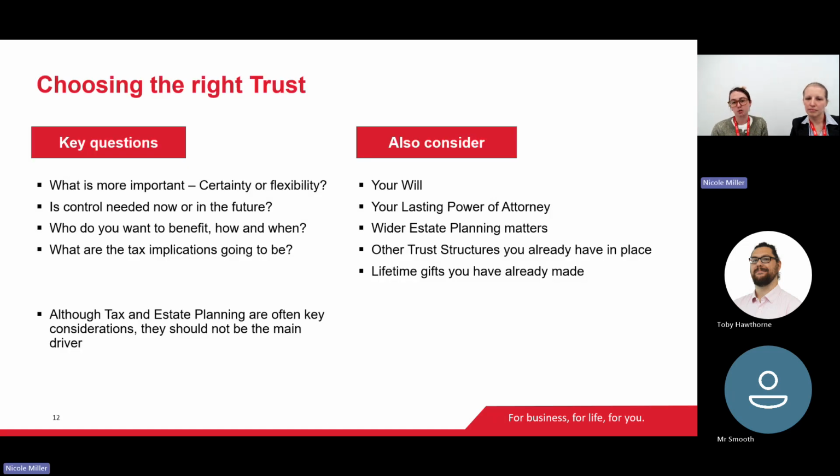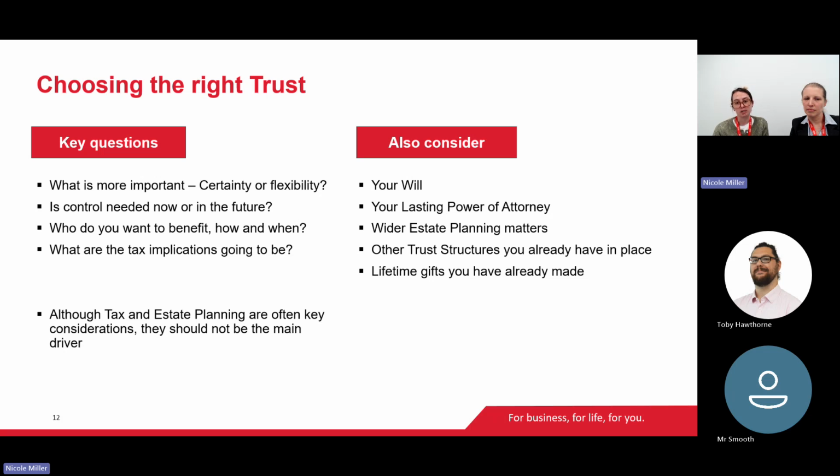So there's obviously quite a few trust structures in place. So one of the key questions to ask yourself is which is the right trust for you based on the circumstances. We've just listed some things to consider here. So what is more important, certainty or flexibility? Don't underestimate the value of flexibility. Lots of people want to make decisions based on tax treatment, but actually based on their circumstances, flexibility would probably be better for them. Is control needed now or in the future?